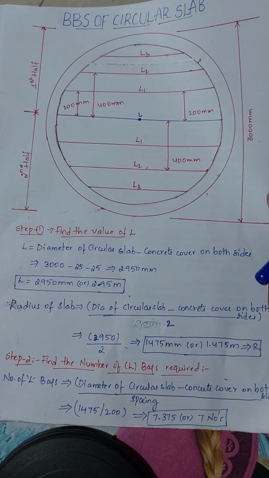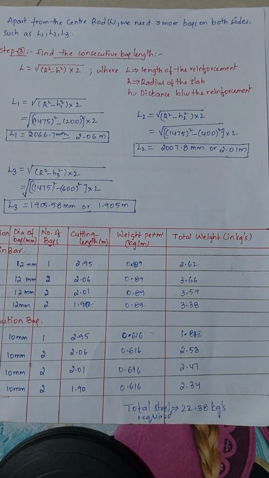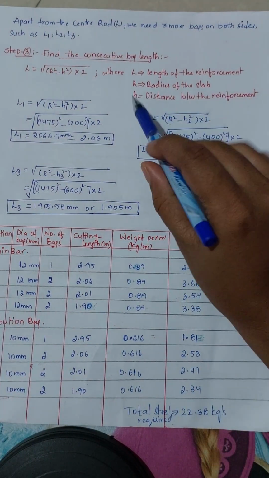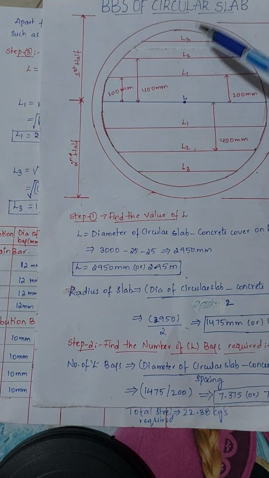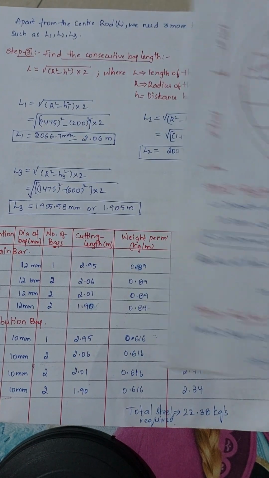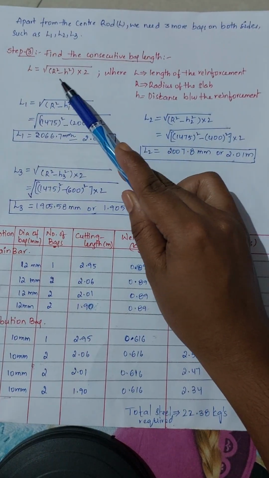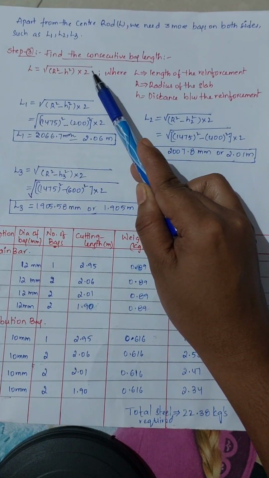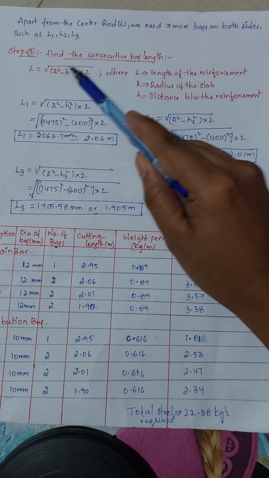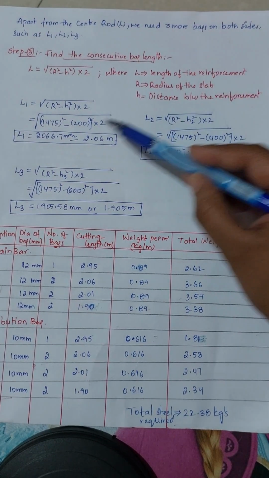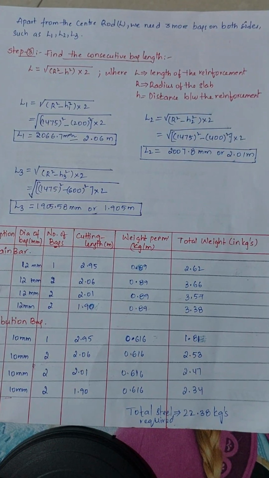Now we will calculate how to find the consecutive bar lengths, which means we have to calculate these L1, L2, L3 lengths also. The formula we have to use is under root of r square minus h square, into 2. Here L is nothing but the length of the reinforcement, r is the radius of the slab, and h is the distance between the reinforcements.